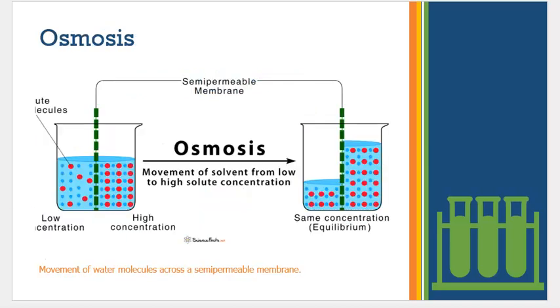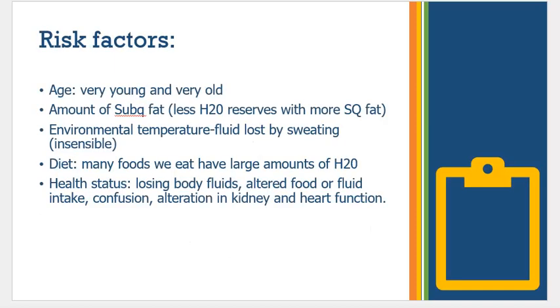Osmosis is the movement of water molecules across a semi-permeable membrane. This is the same process where when you feel thirsty, the hypothalamus gets triggered, and then your body's like, okay, you're thirsty, you need to drink. Hopefully we're drinking water because we know that's really good for us. The body needs water to keep that level state of homeostasis.